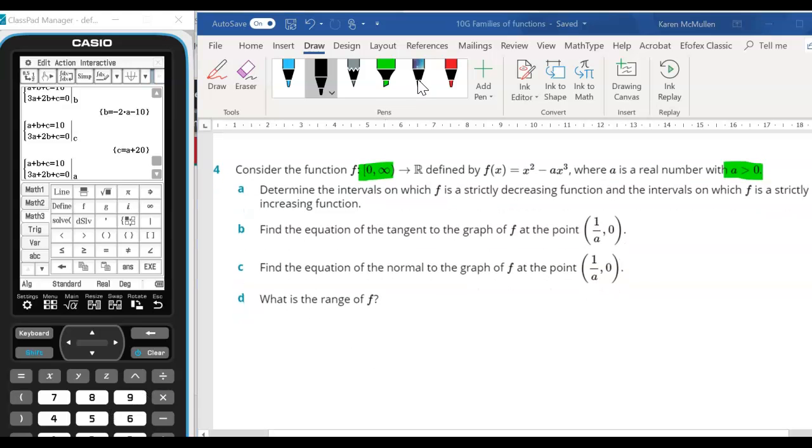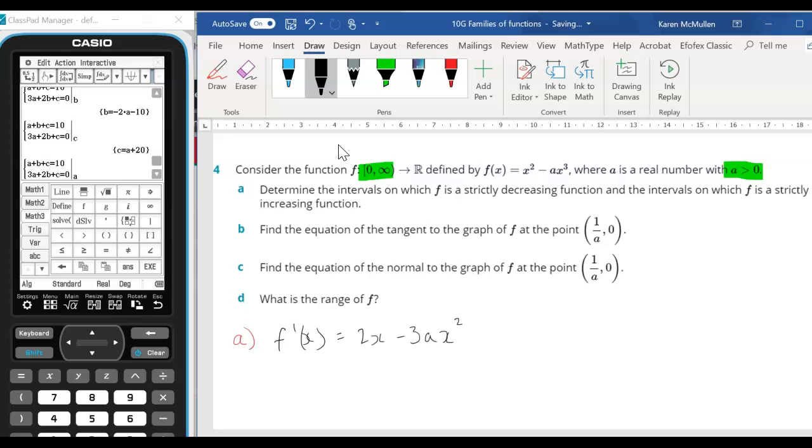All right, so we need to deal with the gradient function, because strictly increasing and strictly decreasing do refer to the gradient. So I'm going to find my derivative first, and it's not a hard one, so I'm going to just quickly do it by hand. So 2x minus 3ax squared.